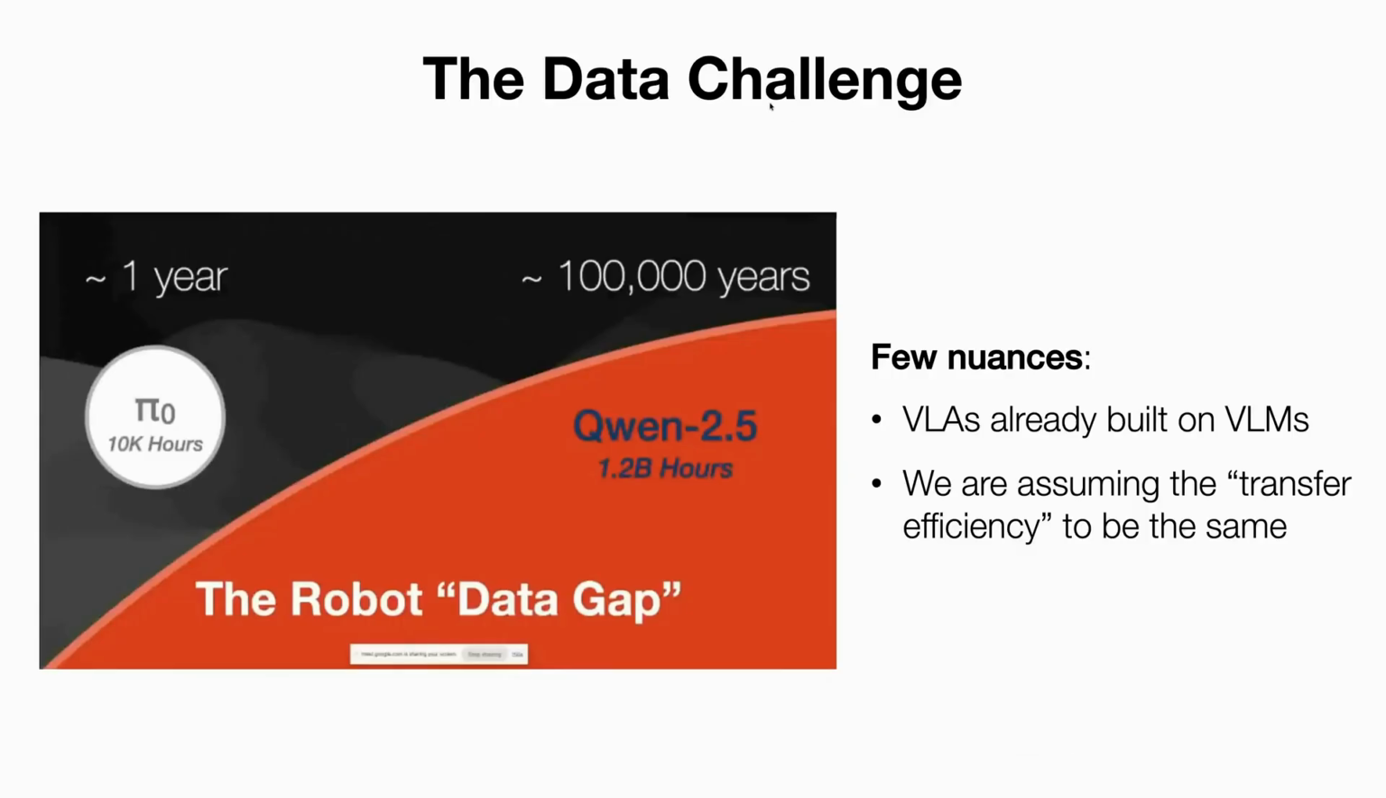But at the same time, we are also making an implicit assumption, when we compare the data like this, that the transfer efficiency between robotics and language models is the same. And I don't think people really believe this because they're definitely two different domains. But it's really hard to quantify how we think about the transfer efficiency.